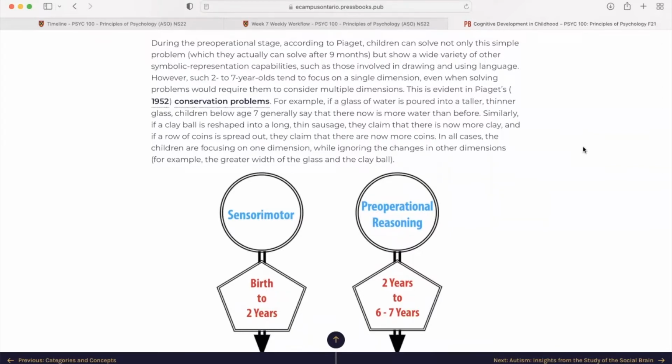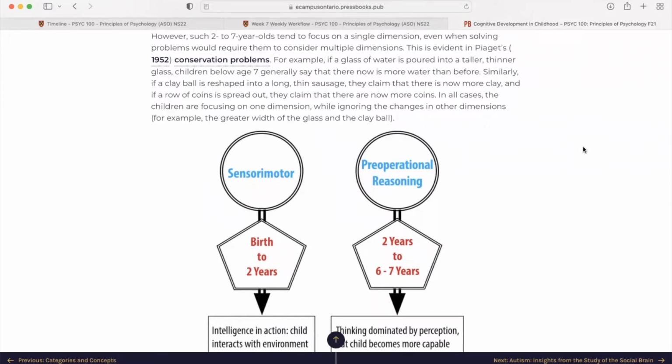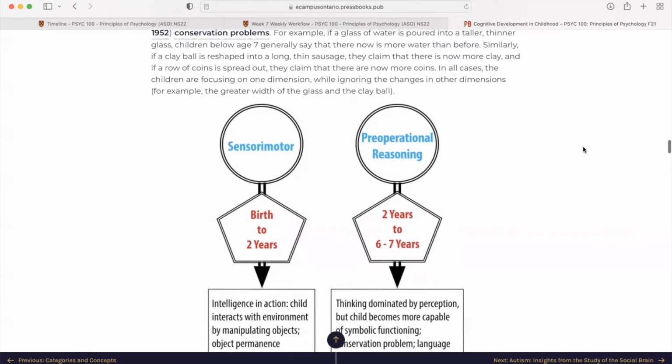This is evident in Piaget's conservation problems. For example, if a glass of water is poured into a taller, thinner glass, children below age 7 generally say that there is now more water than before. Similarly, if a clay ball is reshaped into a long, thin sausage, they claim that there is now more clay. And if a roll of coins is spread out, they claim there are now more coins. In all cases, the children are focusing on one dimension while ignoring the changes in other dimensions. For example, the greater width of the glass and the clay ball.